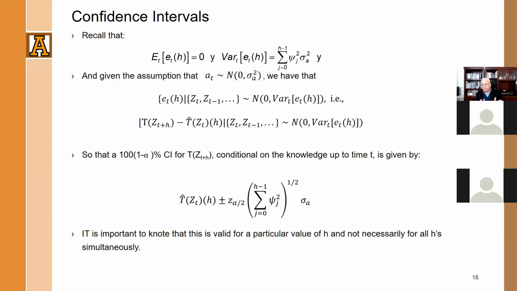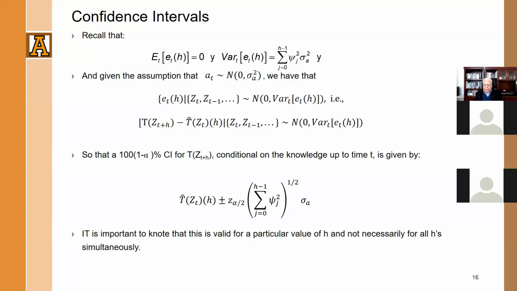So the farther away we forecast from time t, the wider our confidence intervals become. Which is natural, because the farther away that I forecast, the more uncertainty I have about what the true value of that forecast is going to be.